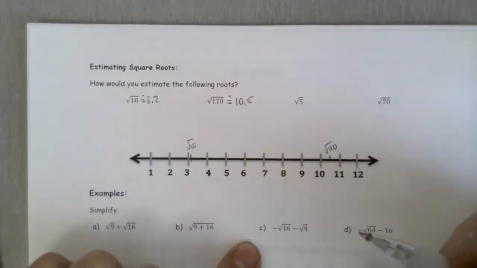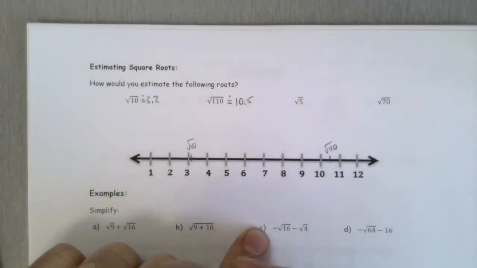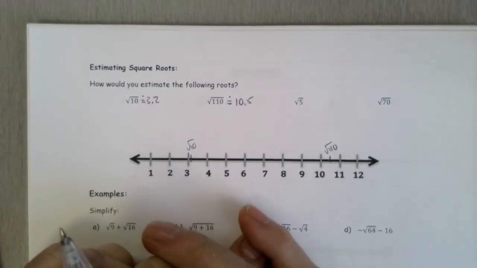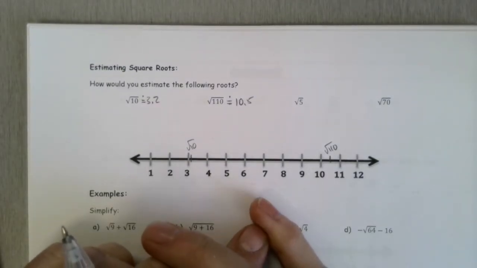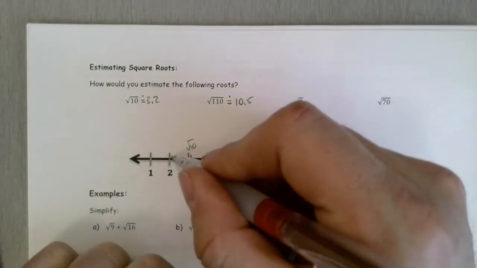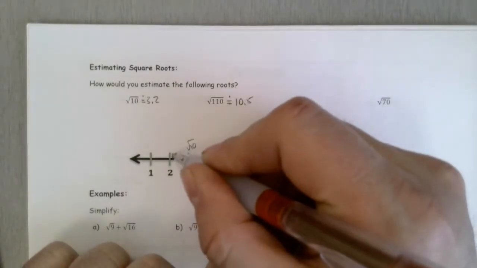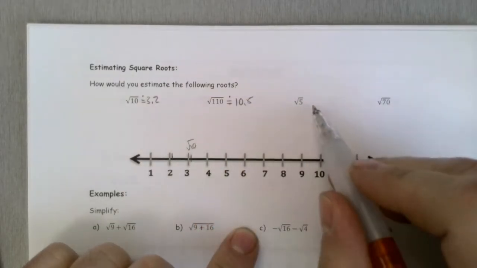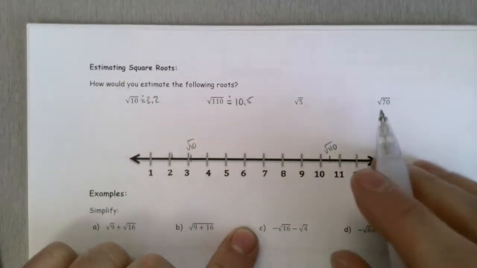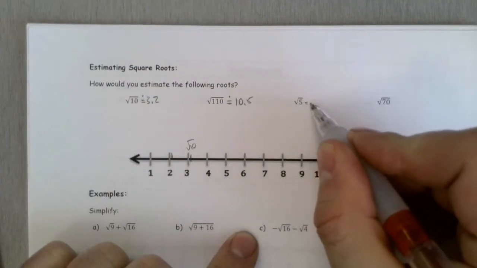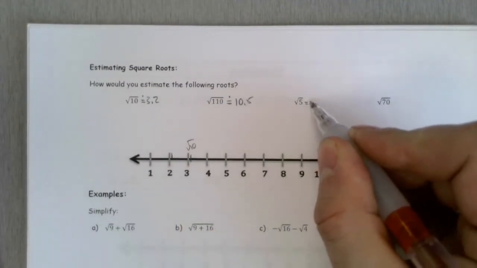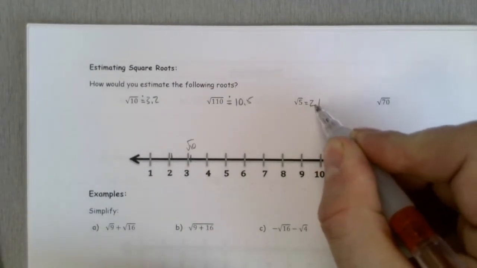Now, root 5. Well, the closest number to 5 that's a perfect square is 4. The square root of 4 is 2. So I think this is going to be slightly bigger than 2. I mean, the next one is going to be 9, and the square root of 9 is 3. So that's a little ways up here. So I'm going to guess here that this is, let's say it's really close to it. Let's say it's 2.1.